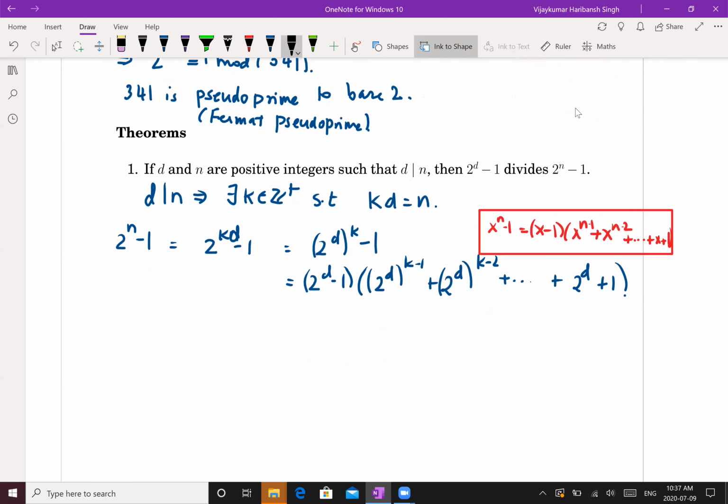So from here we can see that 2 to the power n minus 1 has this factor. Therefore 2 to the power d minus 1 divides 2 to the power n minus 1. Okay.